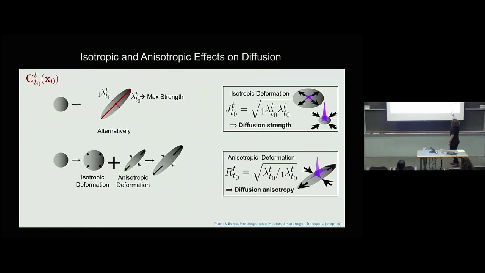And similarly, you can compute the anisotropic deformation, which is just the ratio of the two eigenvalues, which tells you how anisotropic this ellipsoid is. So this is going to tell you how the deformation will anisotropically affect the effective diffusion.